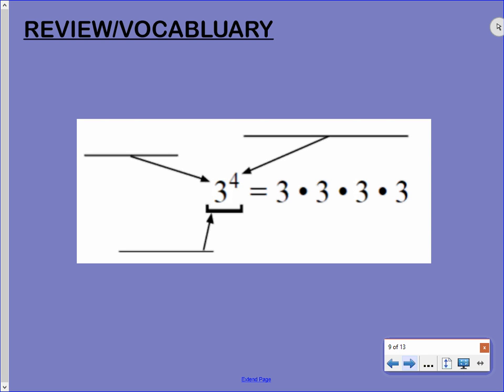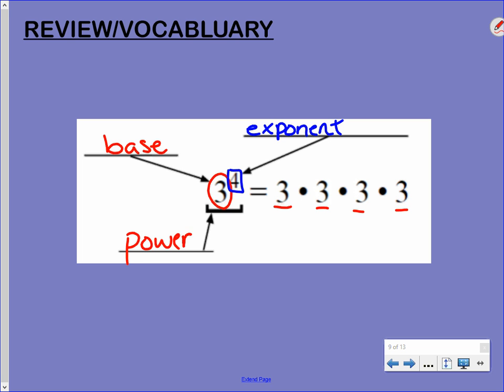Vocabulary. At the top you see an image that is filled in. We just want to review this. The 3 right here, the big number, is called your base. That's the number you are multiplying. The 4, the small number, is called your exponent. And the whole thing, 3 to the 4th power, is called a power. We also say this is in exponential form.